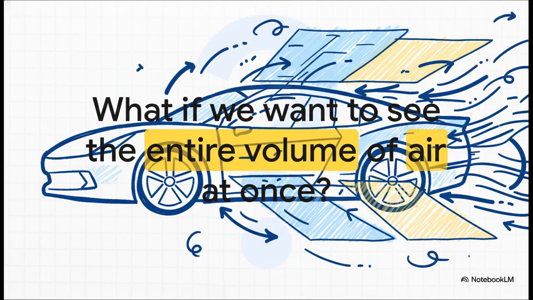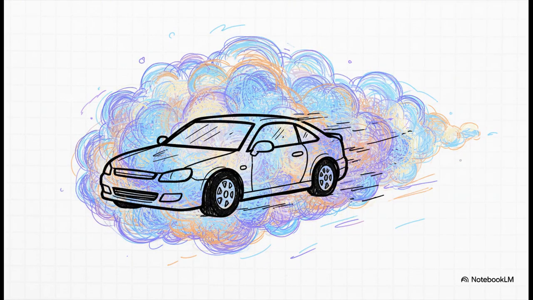Now, streamlines are amazing for following one particular path, but they only show us a tiny piece of the puzzle. What if we want to see all of the air, everywhere around the car, all at the same time? For that, we need a technique called volume rendering. This is where things get really cool. It essentially turns all that invisible air into a transparent, colorful cloud. Now we can see the big picture. All the swirls and eddies and complex structures that we would have completely missed just by looking at streamlines.